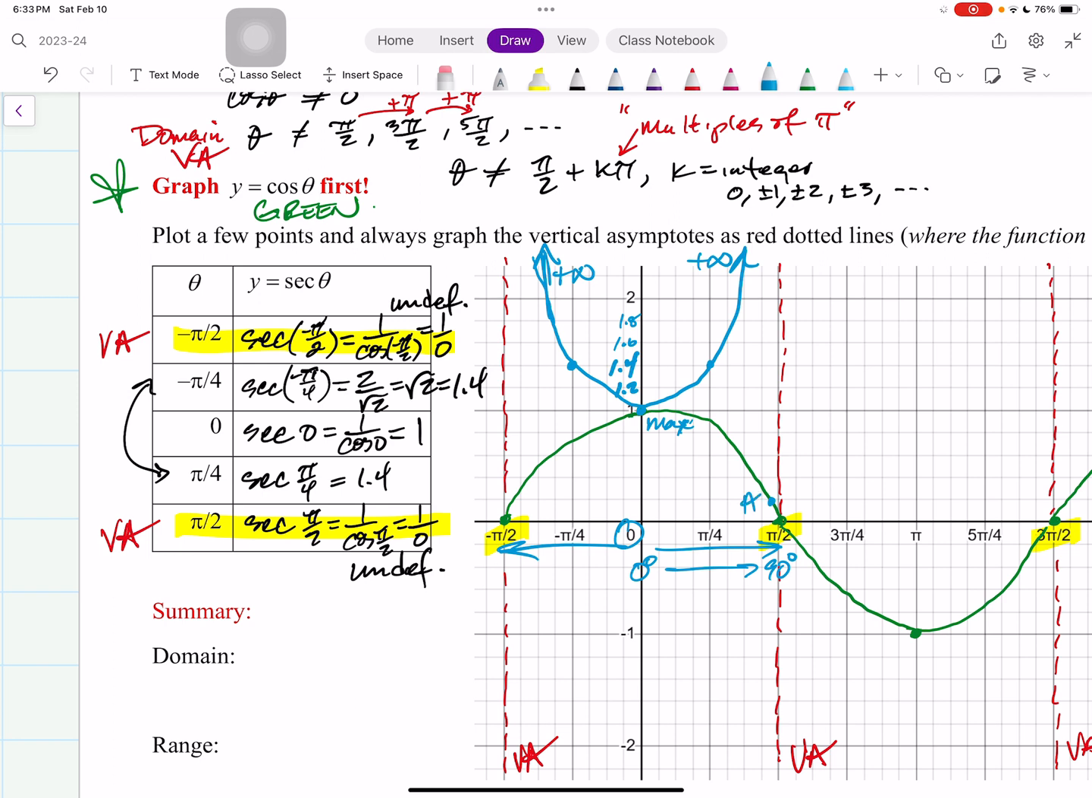Let's say it's 2/10. This is 0.2 right here. So 2/10 is equal to 1/5. And you take the reciprocal of that, and guess what? You get 5, and that's way up there. The reciprocal of 1/5 is 5, and that's why this graph goes sky high.